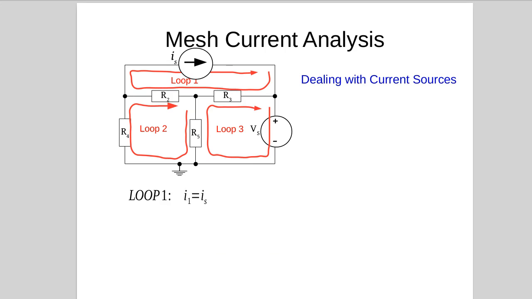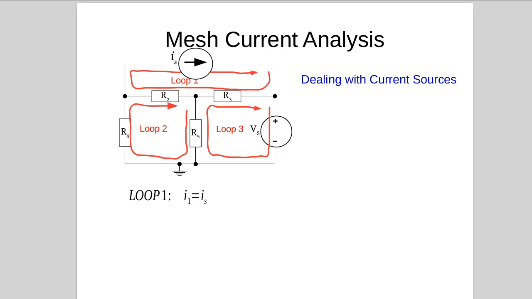Now, leaving that circuit, how do we deal with current sources? So imagine we've got a current source in that position. We don't know the voltage across the current source, so we can't work out the loop voltages, but we do know that I1, the loop 1 current, is equal to the current source current, because the arrows are in the same direction. So we don't need to work out those voltages around that loop.